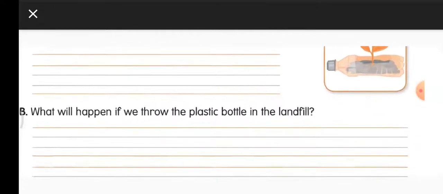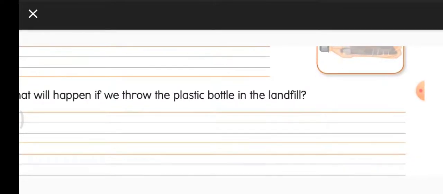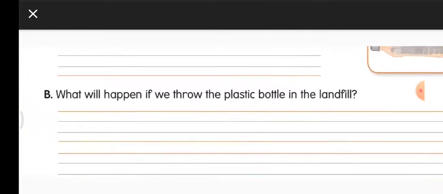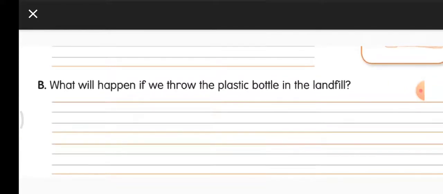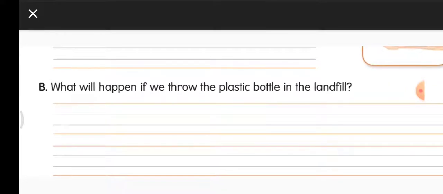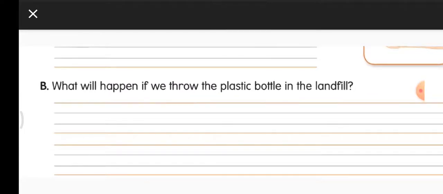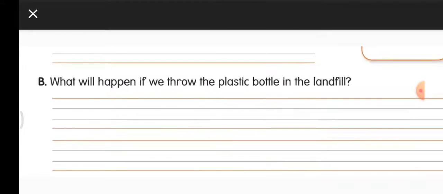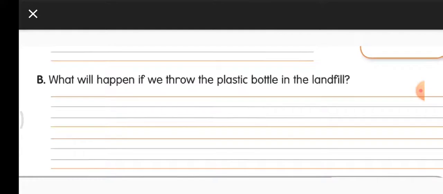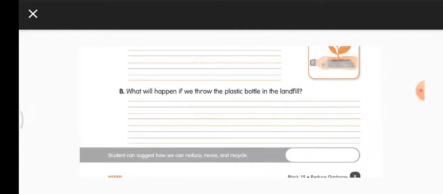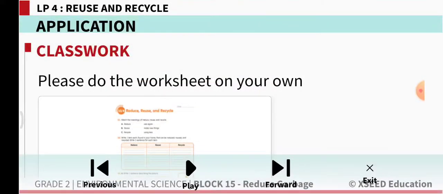B, what will happen if we throw plastic bottles in the landfill? Okay, when plastic bottles are thrown in the landfills, it takes a thousand years for them to mix up in the soil. Right? That's the answer. Let's move on.